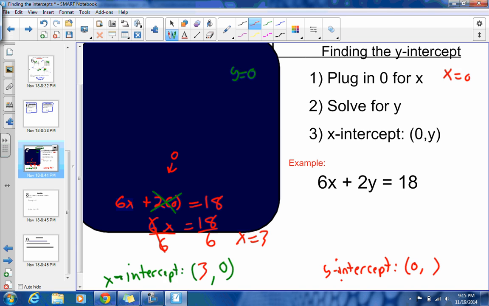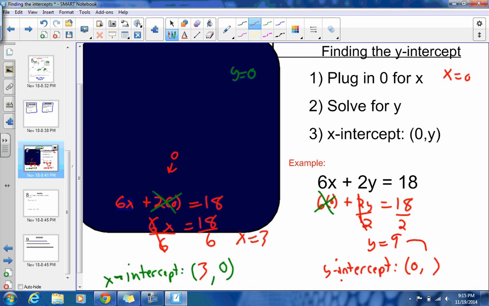So let's first plug in 0 for x. And just like before, that would be 6 times 0, not 60. It's 6 times 0 plus 2y, which is 2 times y, equals 18. Which is really nice. This will cancel out because 6 times 0 is 0. Then you're left with 2y equals 18. And since it's 2 times y, the inverse is division. So we'll divide by 2 to undo that. That cancels that out. And then divide by 2 over here. y equals 9.